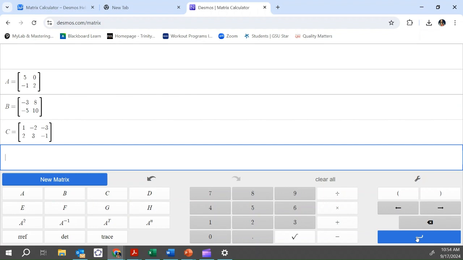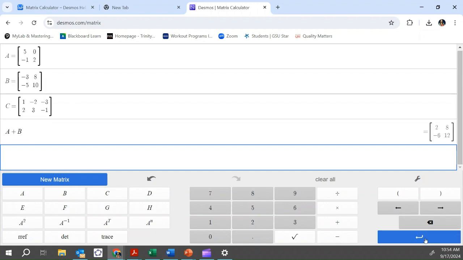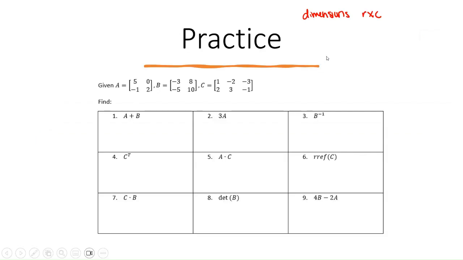So the first problem wants us to do matrix A plus matrix B. So I'm just going to click A plus B. And if I can do the operation, it's going to show me the answer right here. The first problem's answer, matrix A plus matrix B, is the matrix 2, 8, -6, 12. When you're doing the work, you can either write your answers on the document here or just upload your Desmos screen and I can read your answers right from that.